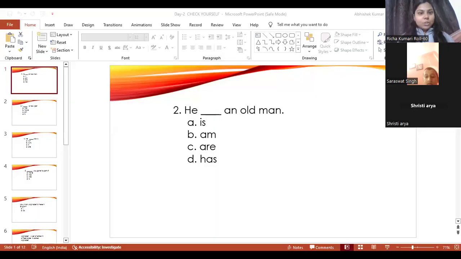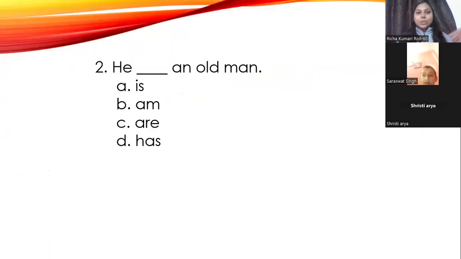Some questions you will get like which we have done yesterday. Okay, fine. So is it visible on your screen? Yes, ma'am. So the first question, it's written number 2 here. What will be the answer? He is an old man. Good.